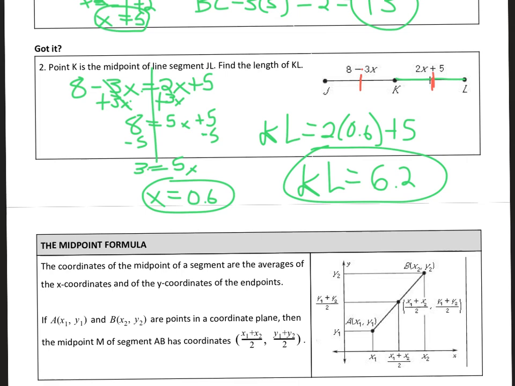I then went ahead and said I need to find the length of KL. So I substituted this 0.6 in for x, and I evaluated that to get 6.2 for my length of KL. So it's about setting up and solving an equation and then thinking about what is the length I'm asking you to find in that particular problem. So it's a good point to stop, move on to the next step in your lesson, probably some sort of activity to practice this and get the idea of a midpoint or a bisector down, and then you can move on to actually using the midpoint formula in the coordinate plane. Okay, so move on to the next step in the lesson.